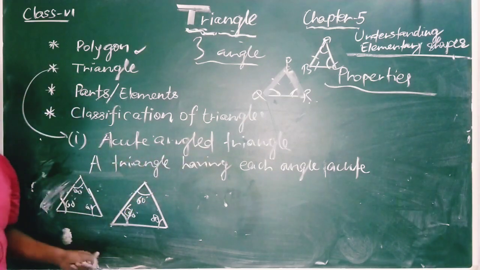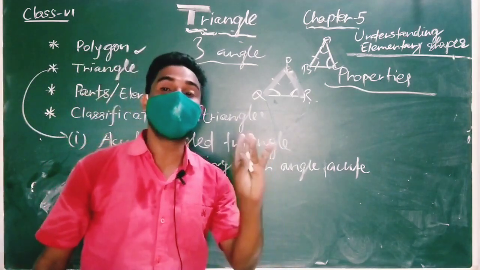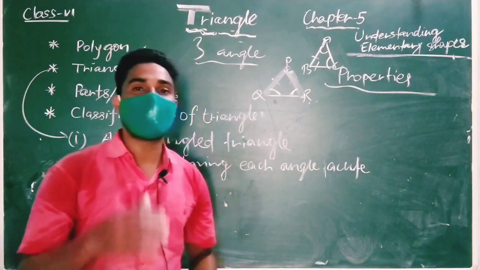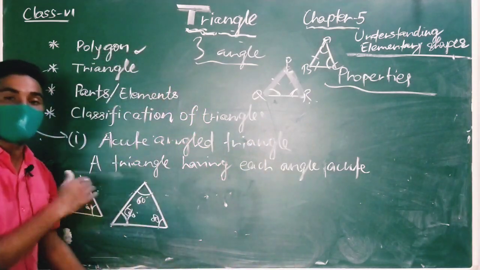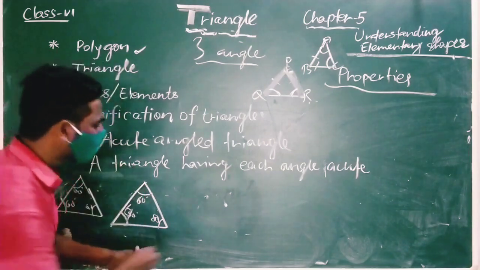So now you must have understood, in one acute angled triangle, the minimum and maximum chances: how many acute angles will be there in an acute angled triangle? 3. Minimum 3, maximum 3.